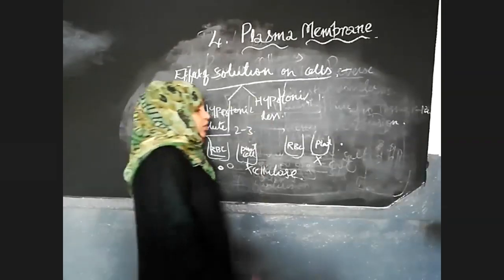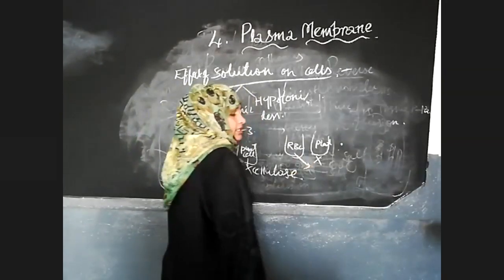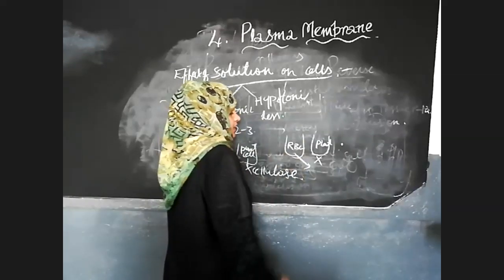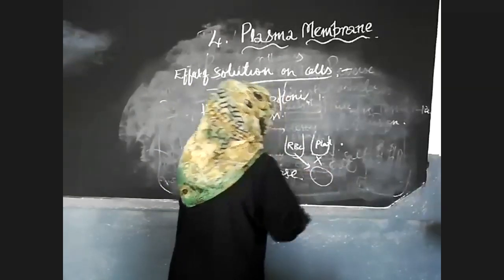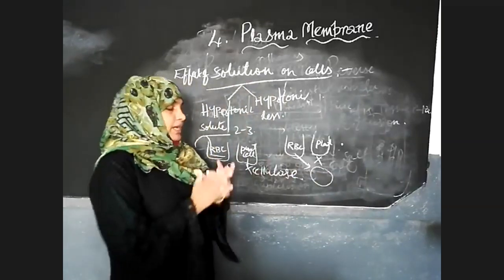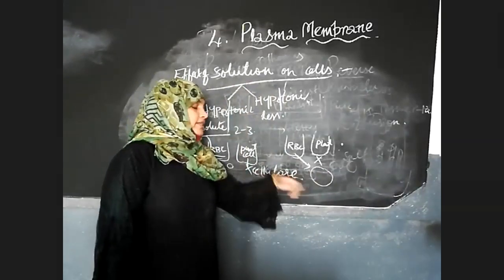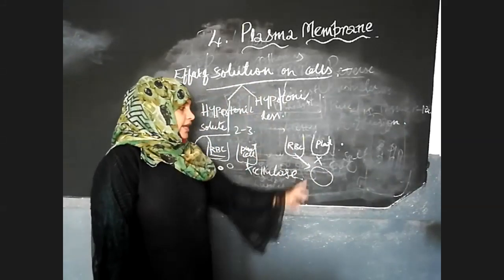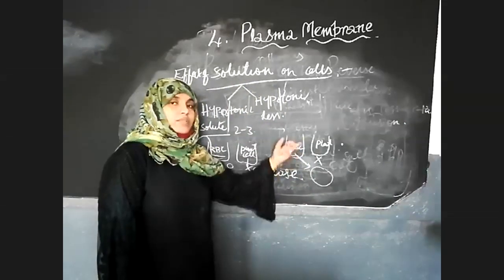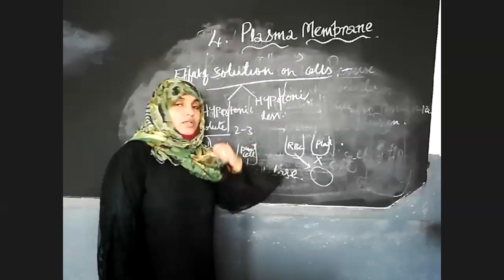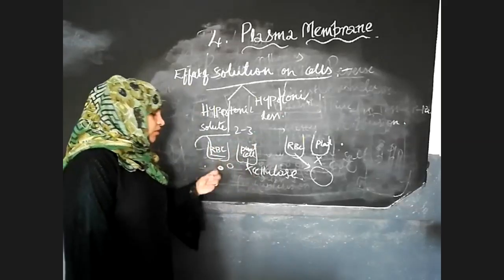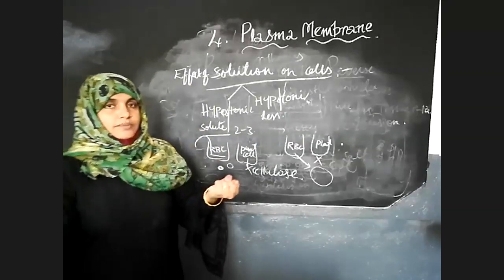When it is kept in hypotonic solution, again the animal cell is showing the change. It is undergoing the swelling of its size, means it will become larger in size than its previous size. It absorbs the water from the surroundings and undergoes the swelling. Here it loses the water and undergoes the shrinkage.